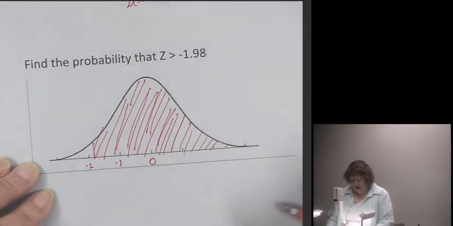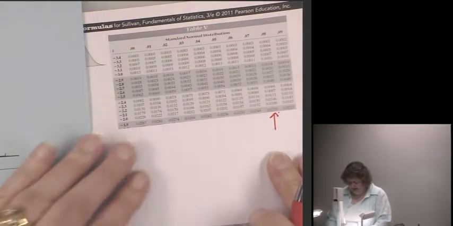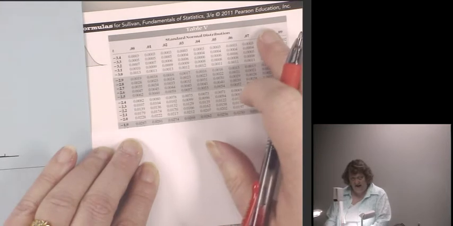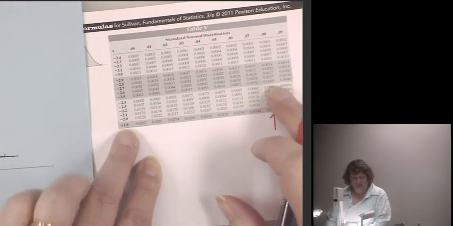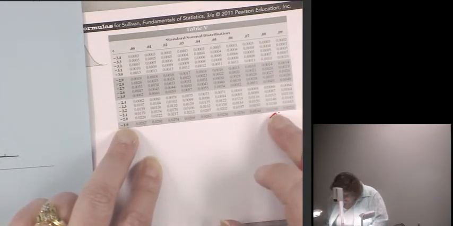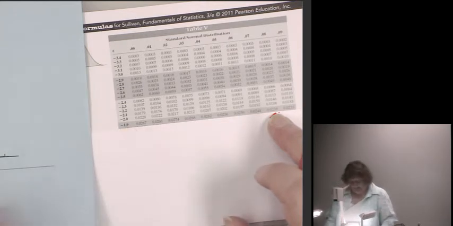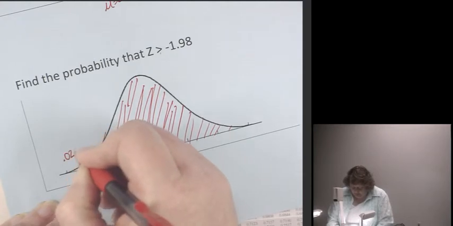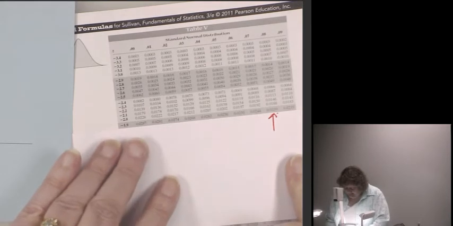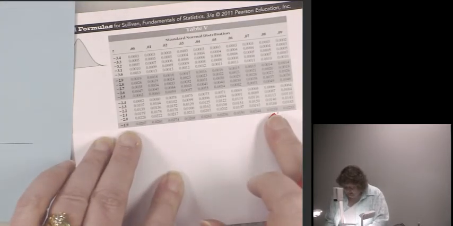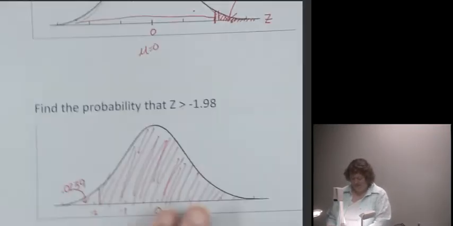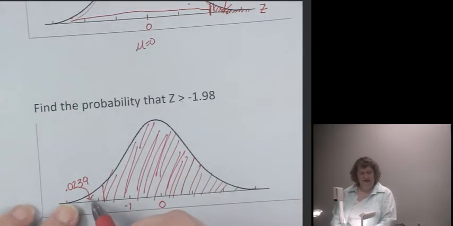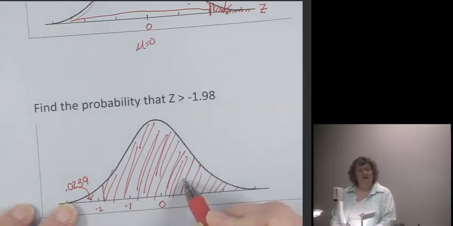What I looked up, because I didn't move it, I can find again by coming down the 8 column on that negative 1.9 row. I get 0.0239. And again, that's the area to the left, 0.0239. I'm going to triple check that because I'm on tape and don't want to miss it because of an eye issue. I don't want this area to the left. I want the area to the right.